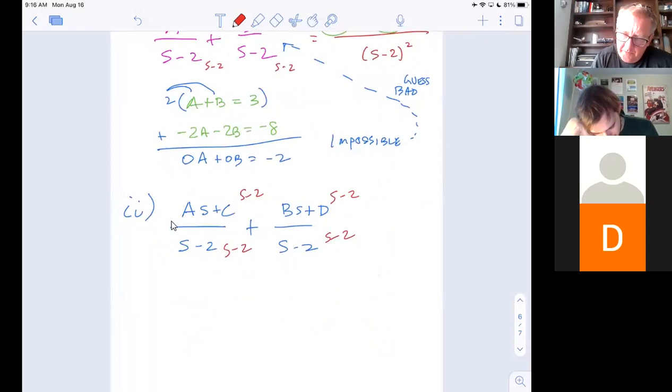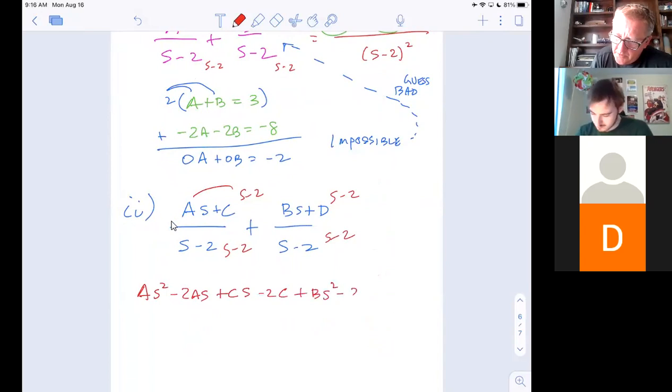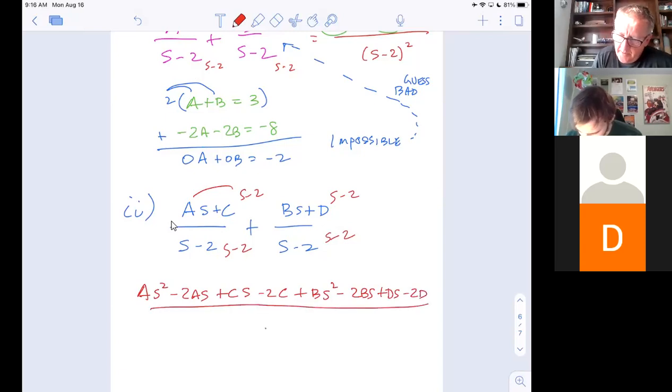So, okay, let's not screw up the distributive law. AS times S is AS squared. AS times 2 is minus 2AS. C times S is C times S. And C times 2 is C times 2. And then we do the same thing with B. So I get plus BS squared minus 2BS plus DS minus 2D, all over S minus 2 squared.